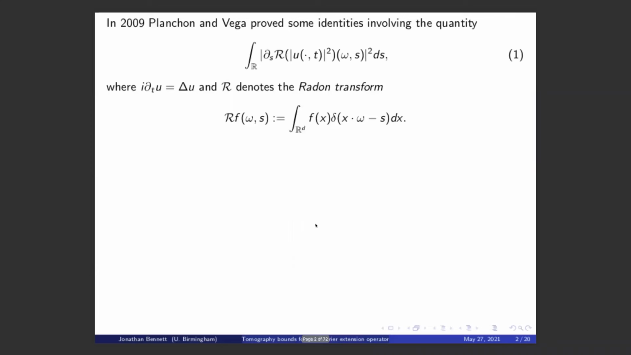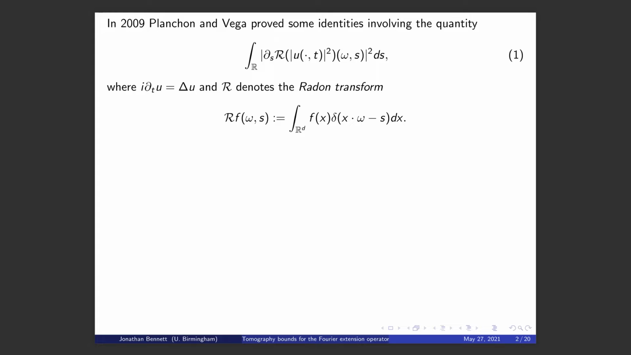So there's a bit of history to this, and it goes back to some work of Planchon and Vega just over 10 years ago. So they were looking at solutions to the free Schrodinger equation. So this is in d spatial dimensions. So u is a solution to this equation. And they were interested in, among other things, new ways to prove Strichartz estimates for solutions to the Schrodinger equation. And somewhere in their analysis, expressions such as this cropped up.